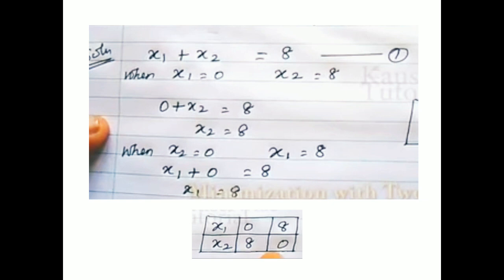So here after putting x1 is equal to 0, I got x2 is equal to 8 after solving the equation. Next, again for finding the second set of point, I will make x2 is equal to 0 and will put that in the equation number 1, and then I have to find x1. So after putting x2 is equal to 0, I found x1 is equal to 8 from the equation number 1. So I got two set of points where x1 is equal to 0 and x2 is equal to 8, and x1 is equal to 8 and x2 is equal to 0.